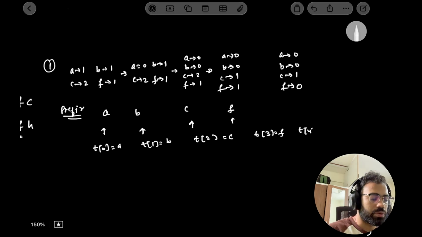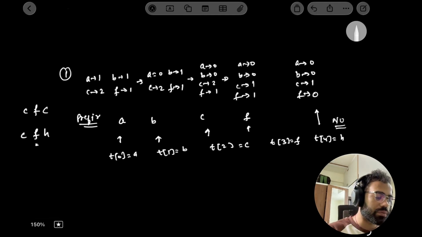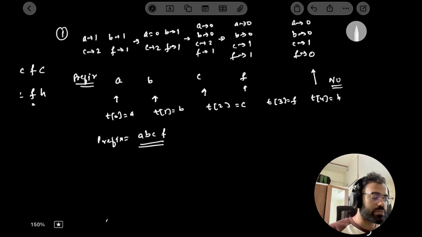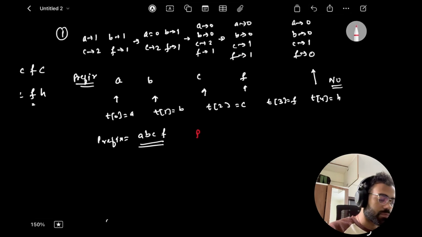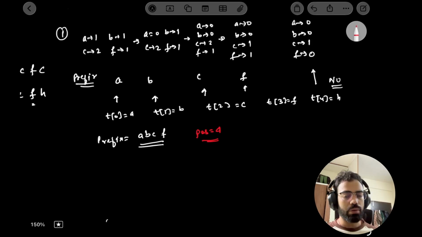And what is T of 4, which equals H? Do we have H here? No, right? Since we don't have H, our prefix is matched till A, B, C, F. This is till where it is matched. And what is your position? Position equals 4. So that means till position 4, that is 0, 1, 2, 3, we get our prefix.